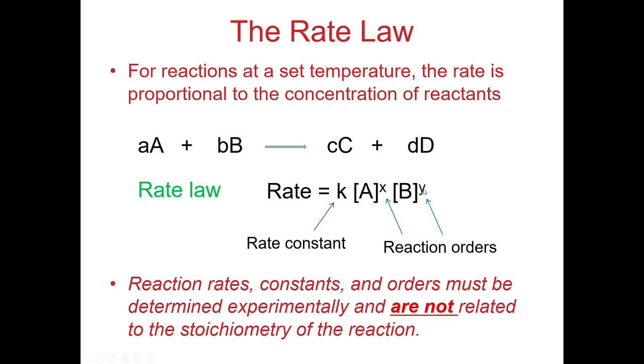X and Y are reaction orders. They are exponents that represent how much concentration changes affect the rate. The rate constant K and the reaction orders for each reactant must be determined experimentally using the kinetic data. They do not correlate with coefficients from the reaction.